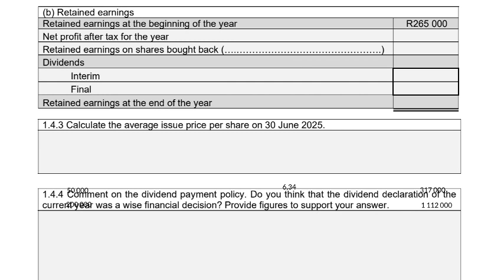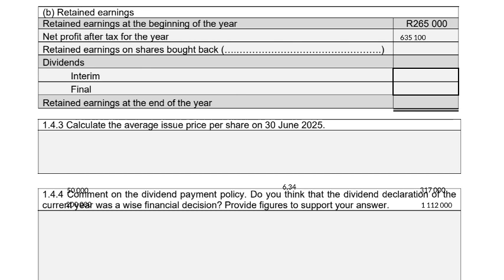B, retained earnings. Retained earnings at the beginning of the year, 265,000 Rand. Net profit after tax for the year is 635,100. To calculate this amount, it's the 870,000 Rand net profit times 73%.